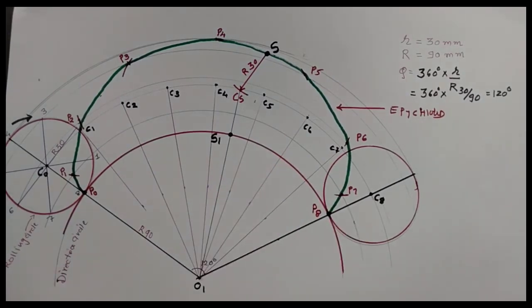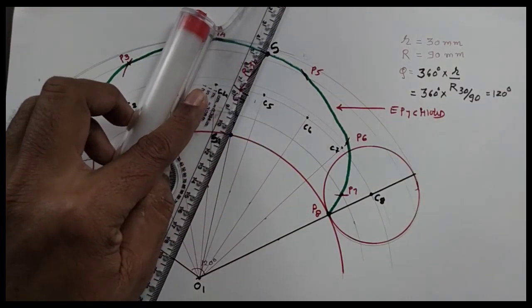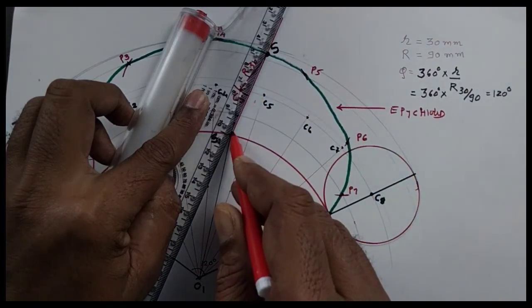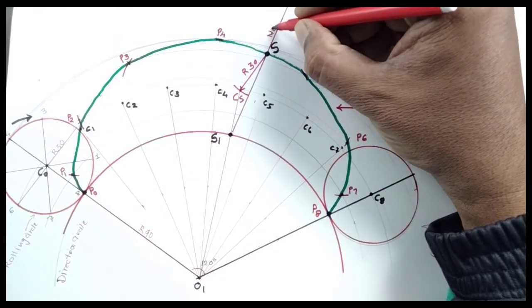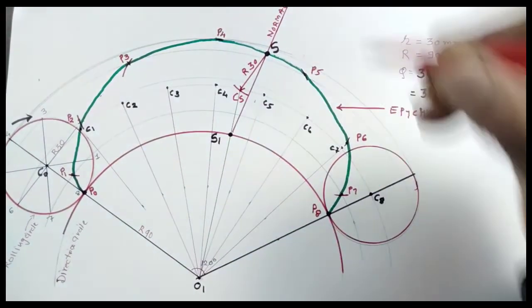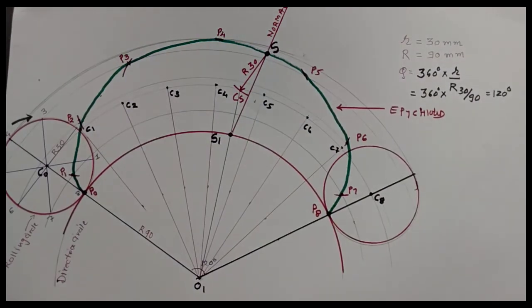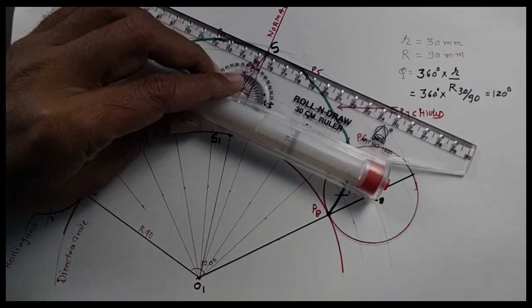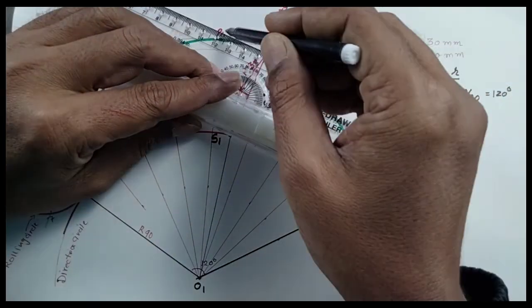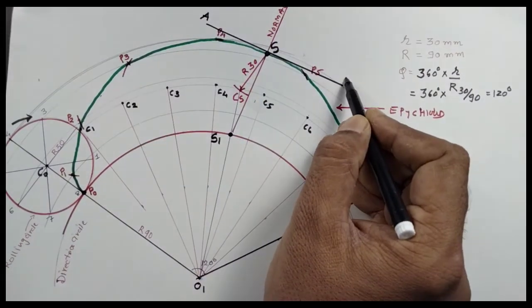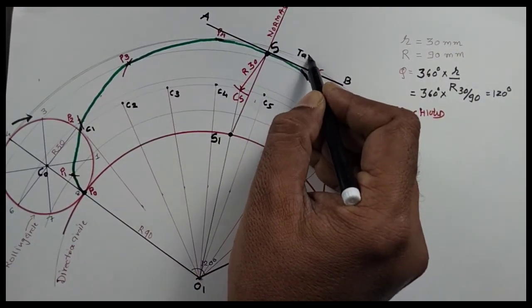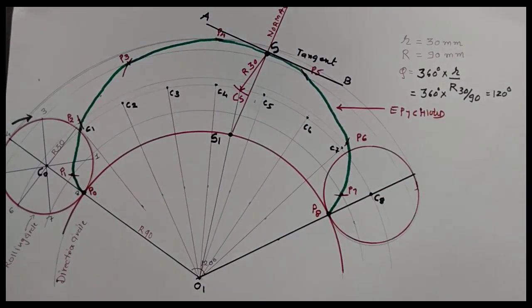And when we join S and S1 with a straight line, it is called the normal to our epicycloid. And perpendicular to the normal, there is always a tangent line. So this is called AB. AB is our tangent to the epicycloid.